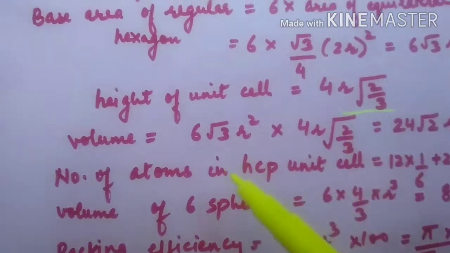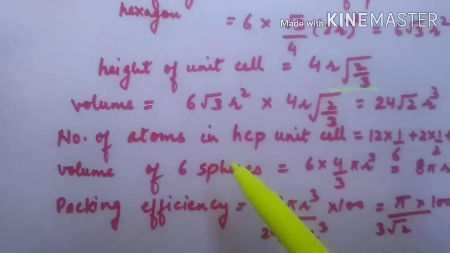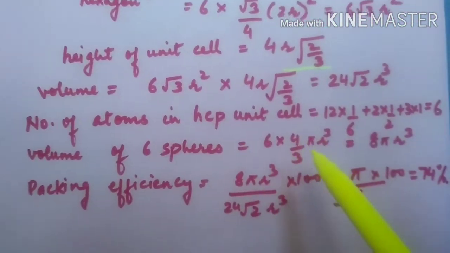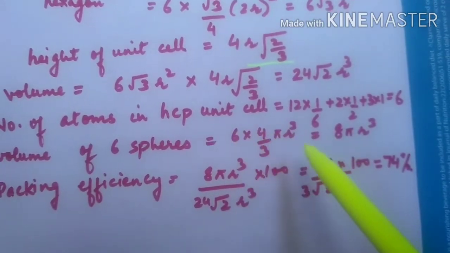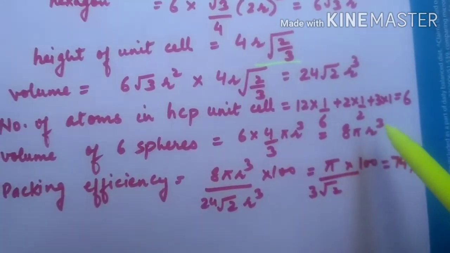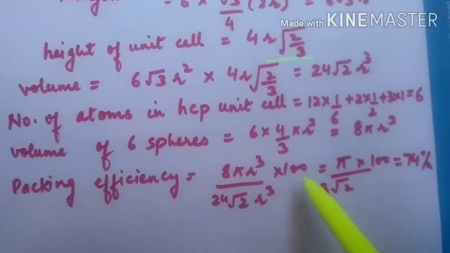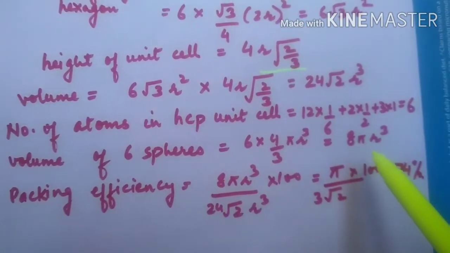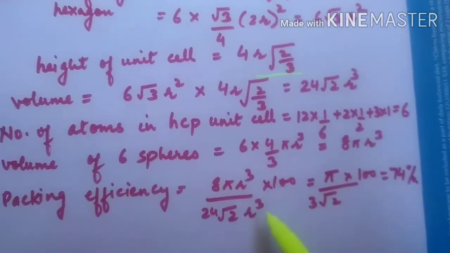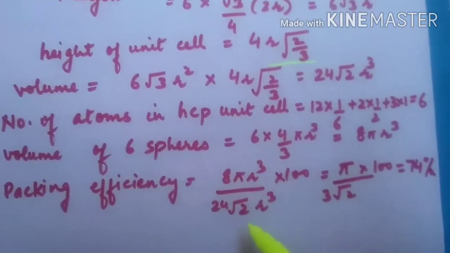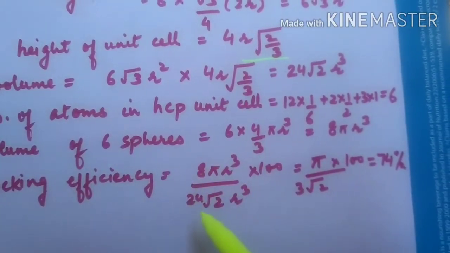Now because this hexagonal unit cell consists of 6 atoms, the volume occupied will be 6 into 4 by 3 pi R cube, which comes out to be 8 pi R cube. So packing efficiency will be volume occupied upon total volume into 100. Volume occupied is 8 pi R cube. Total volume is 24 root 2 R cube. So 8 pi R cube upon 24 root 2 R cube into 100. R cube cancels out.